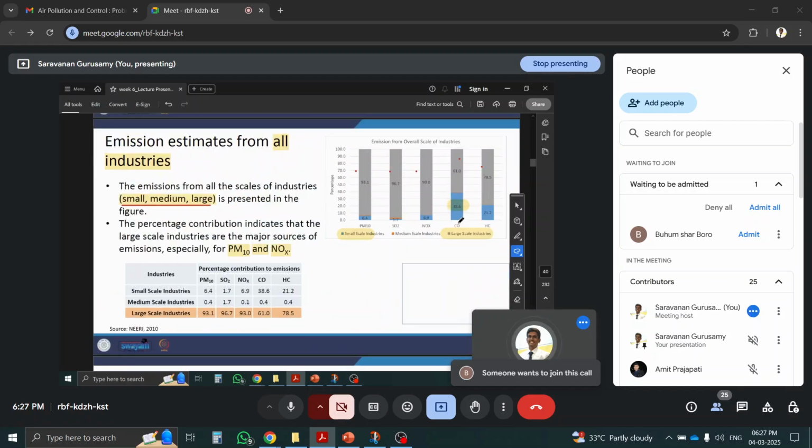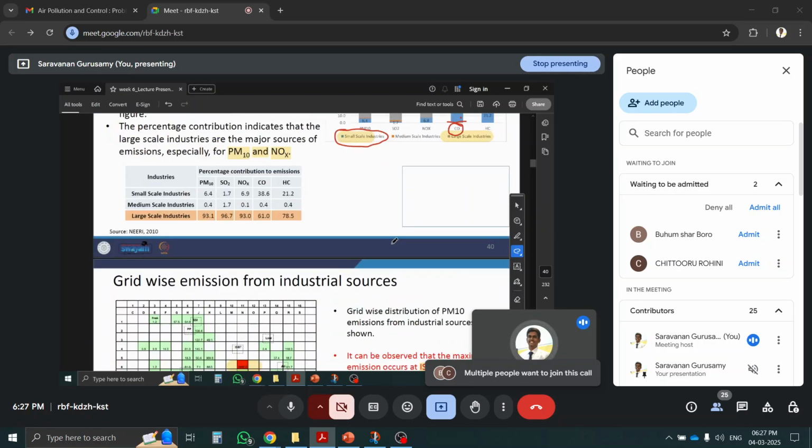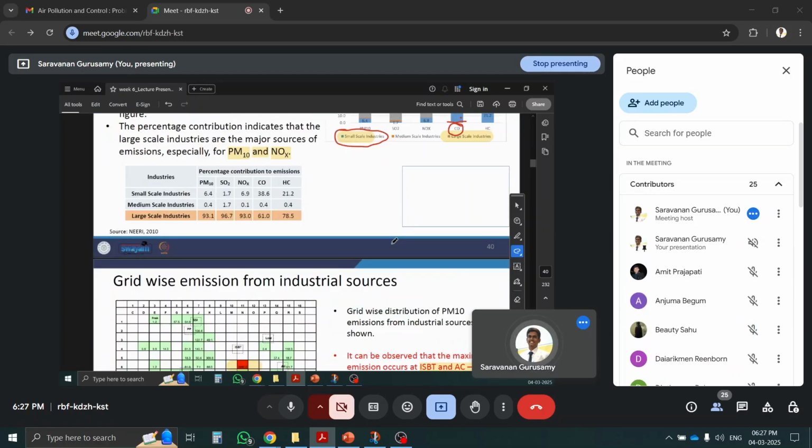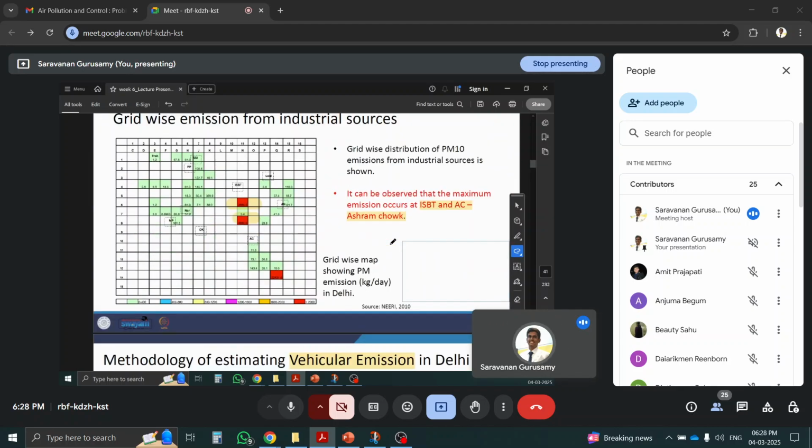But if you see the carbon monoxide emission, that is more from small scale industry. That is a notable result you can see from here. All other pollutants are more in large scale industries, but only the carbon monoxide is higher in small scale industries because of incomplete combustion, not non-usage of full oxidant.